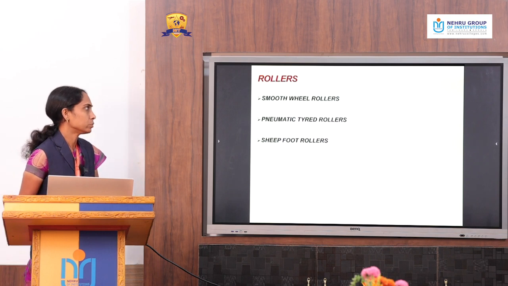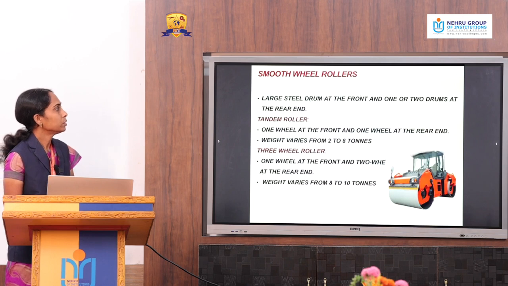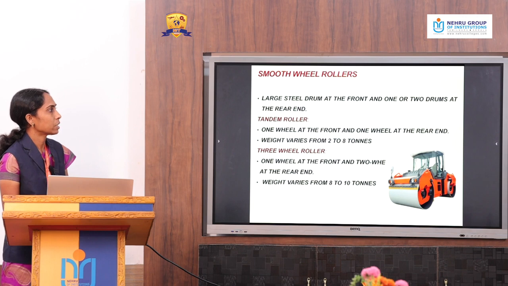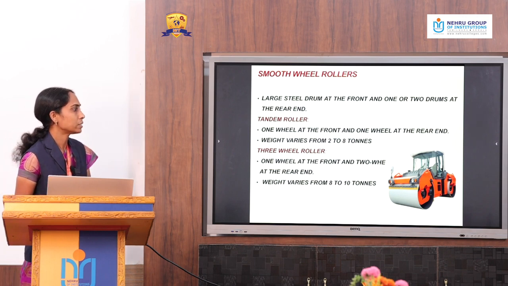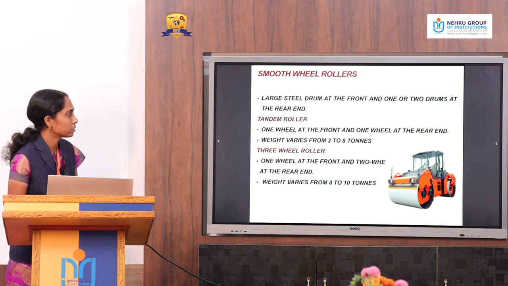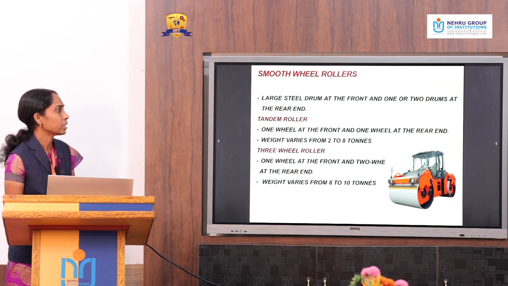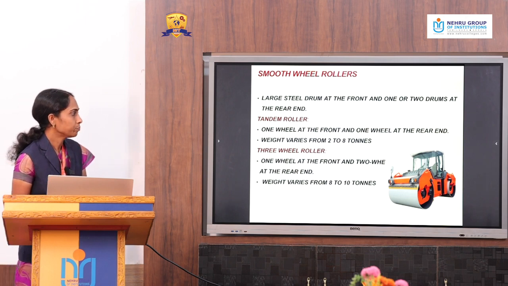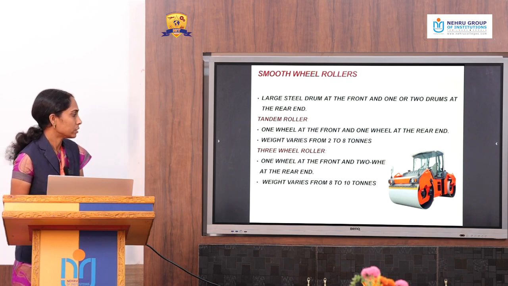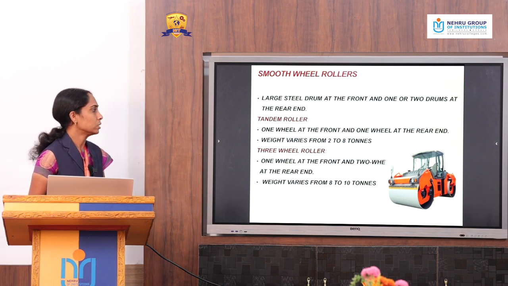And next one is the rollers. We have three types of rollers: smooth wheel rollers, pneumatic tire rollers and sheep foot rollers. The smooth wheel roller consists of a large steel drum at the front and one or two drums at the rear end. Tandem roller and three-wheel roller are the two types under this. The tandem has one wheel at the front and one at the rear, with weight varying from 2 to 8 tons. The three-wheel has one wheel at the front and 2 or 3 wheels at the rear, with weight varying from 8 to 10 tons. For large capacity we can use the three-wheel rollers.